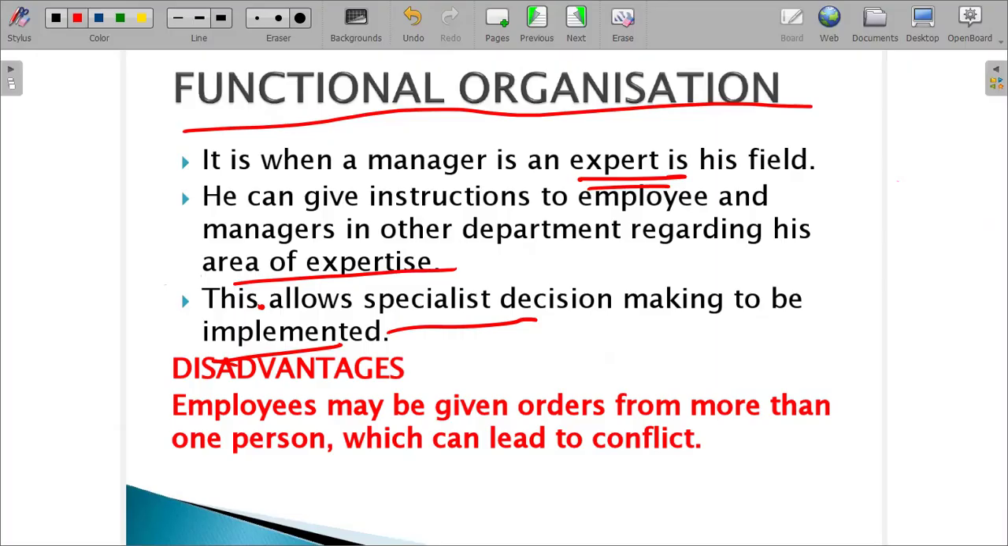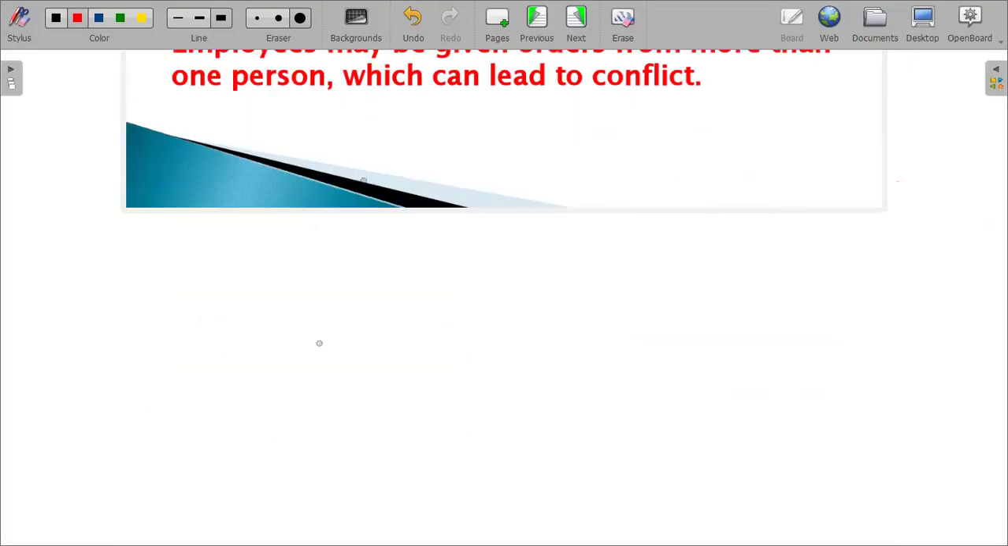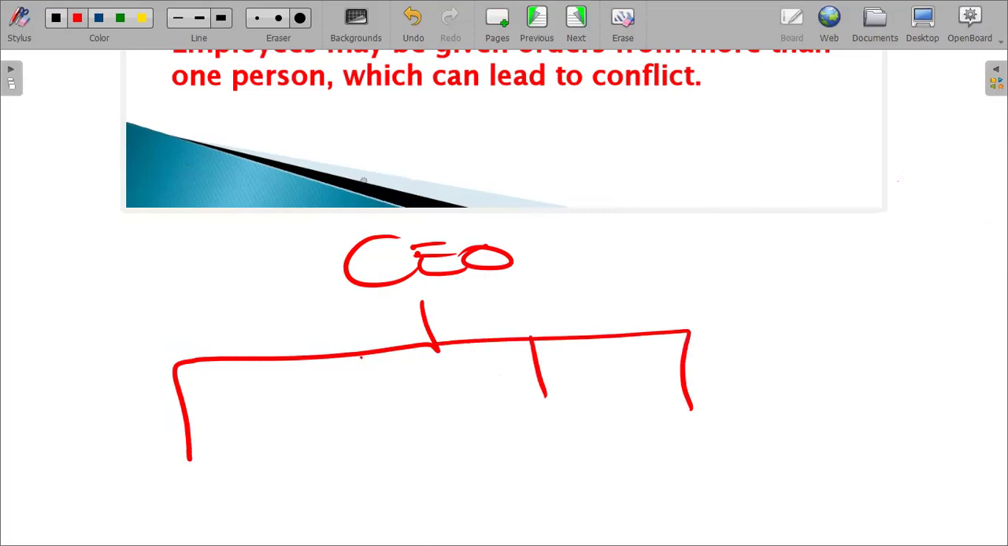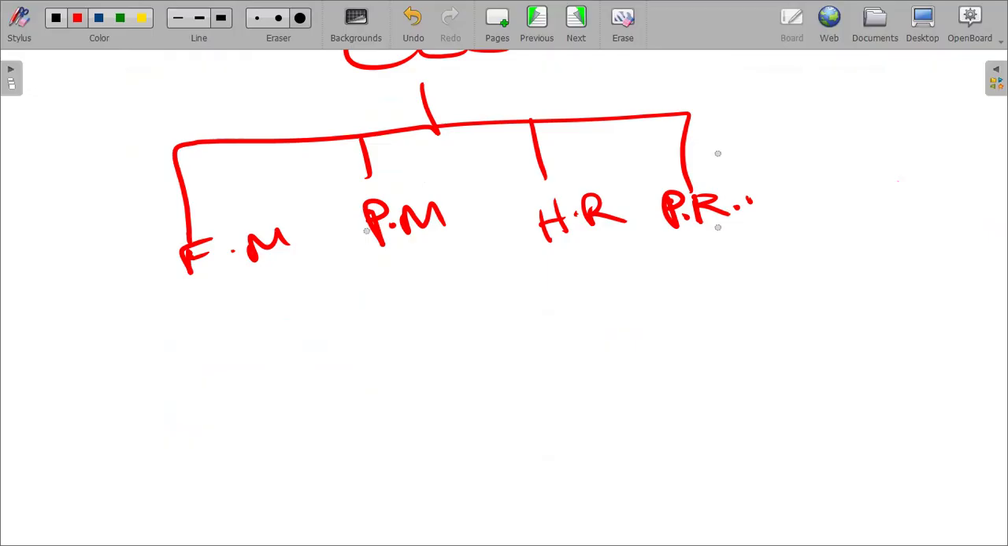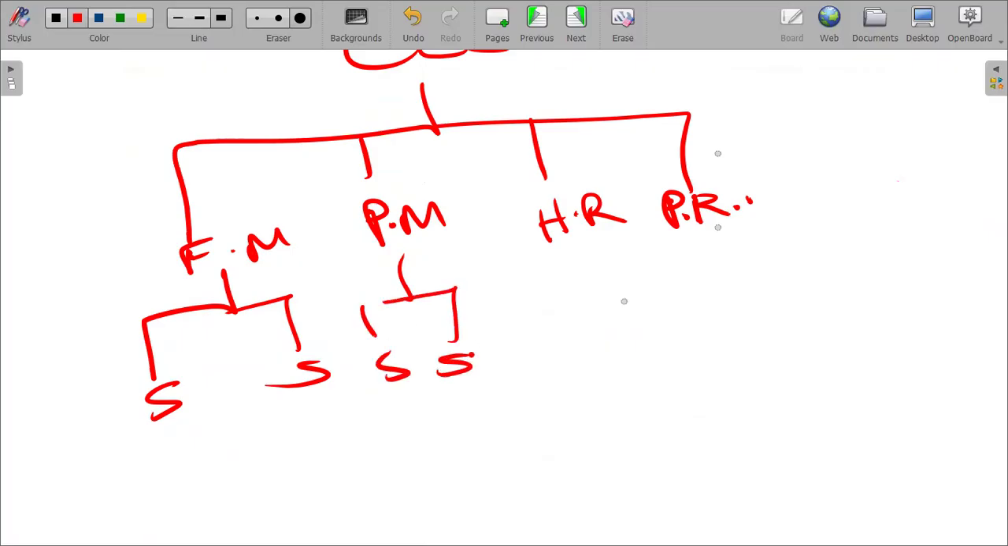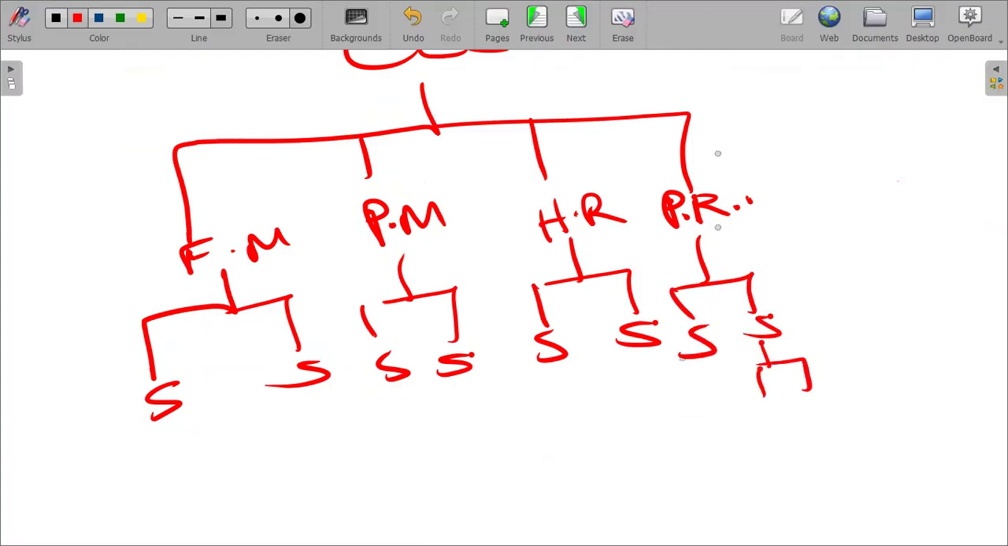For example, an HR manager can give, right, I'm just going to draw the structure here, just a simple organizational structure, right? Production manager, HR, public relations manager, right? So you can find that under the managers, we have supervisors. Under supervisors, we have what? Workers, workers in different departments.